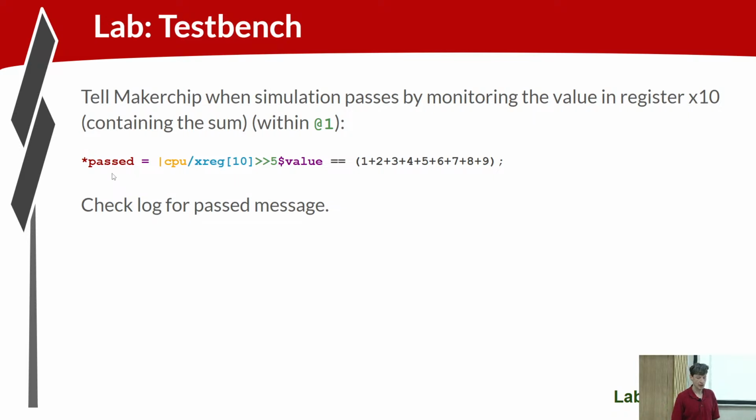So yeah, just add that line, and your log, once you add that line, should properly report that your test passed if it did indeed produce a value of 45.